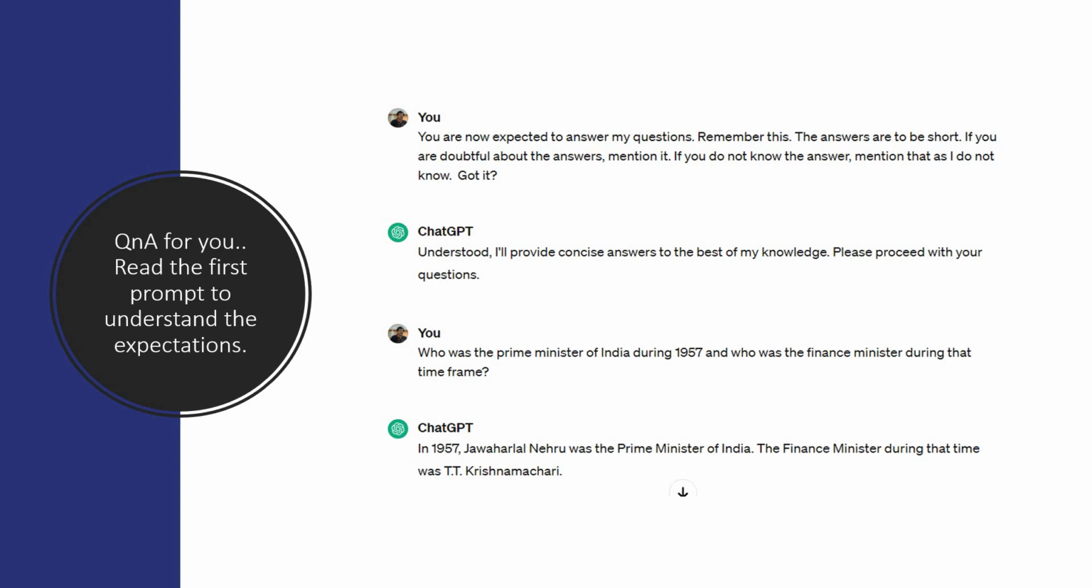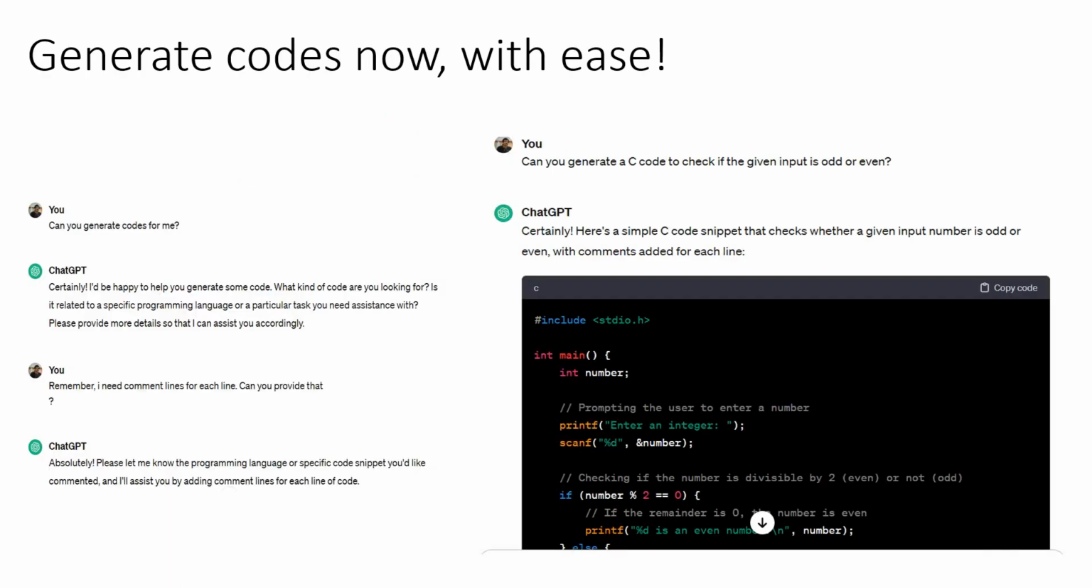I am asking the question: Who was the Prime Minister of India during 1957 and who was the Finance Minister during that time frame? It has given me the answer precisely. And if I ask a question for which it doesn't know the answer, it will give the answer as I prompted it, saying that it doesn't know the answer. So that's a very simple way you can use ChatGPT for question and answers kind of stuff as well.